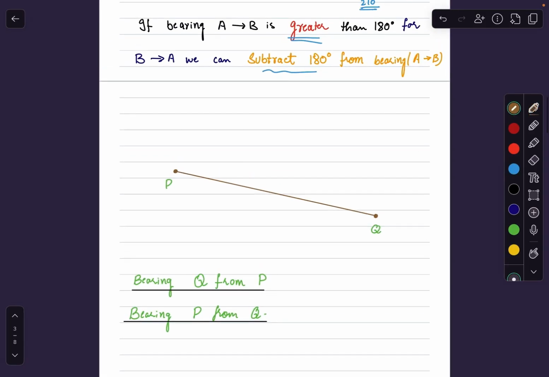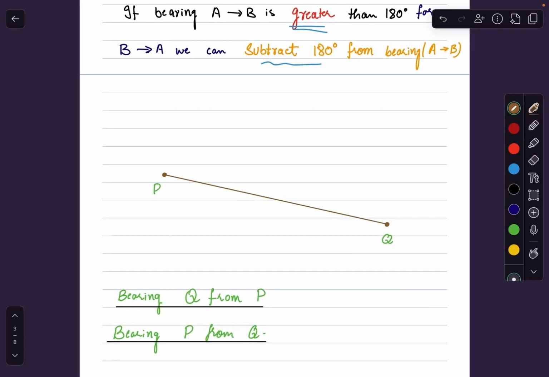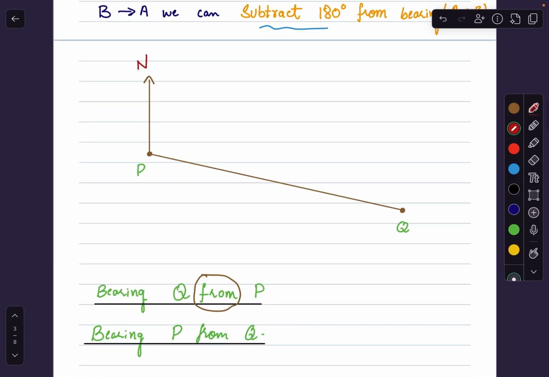If we have this given, you can see there's a PQ line, and we are going to get the bearing of Q from P. Remember, if you're given from P, it means you have to start from P. Now that's a north at P. To get the bearing from P, we have to start from the north clockwise towards the line that is joining to Q. That angle would be the bearing of Q from P, because we are checking from P towards Q.